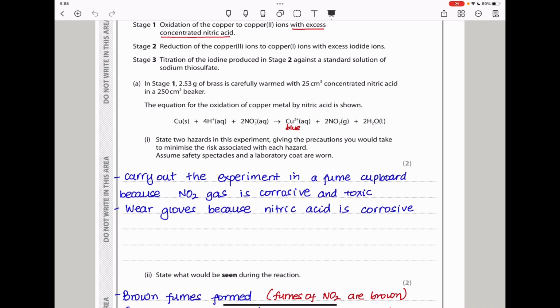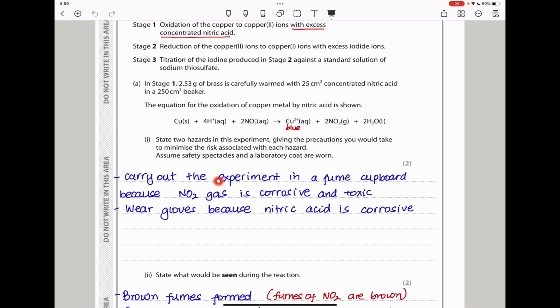Then they say, state 2 hazards in this experiment, giving the precautions you would take to minimize the risk associated with each hazard. Assume safety spectacles and a laboratory coat are worn. When we look at this experiment, you can see they have worked with concentrated nitric acid. It is going to be highly corrosive, so they have to wear gloves. And then there is this gas here that is very toxic. So here we can see NO2, or nitrogen dioxide, is very corrosive. It is toxic, so they have to do the experiment in a fume cupboard.